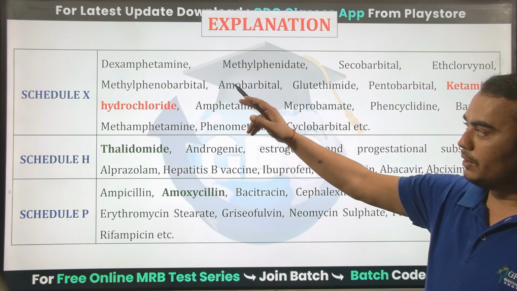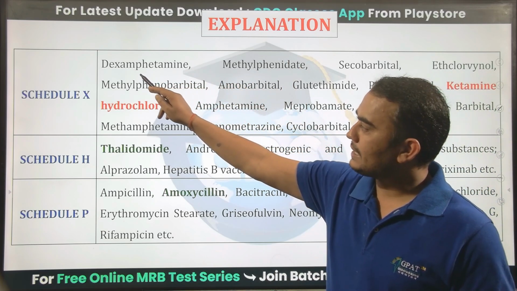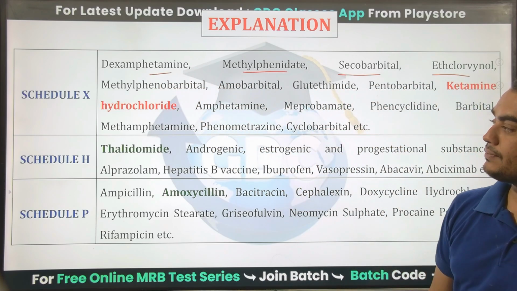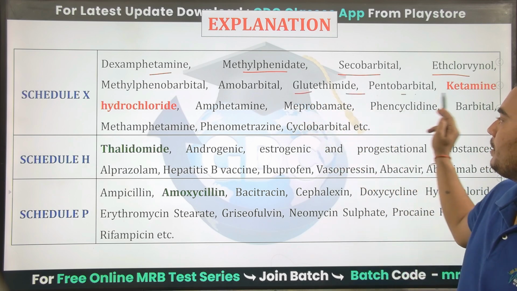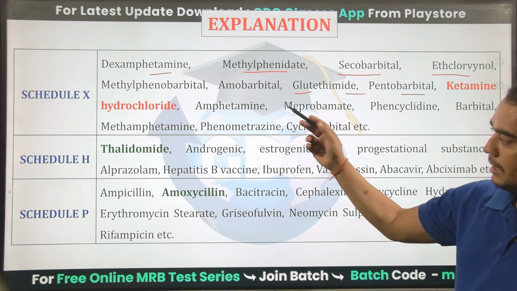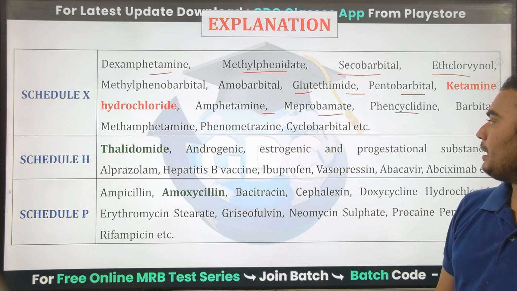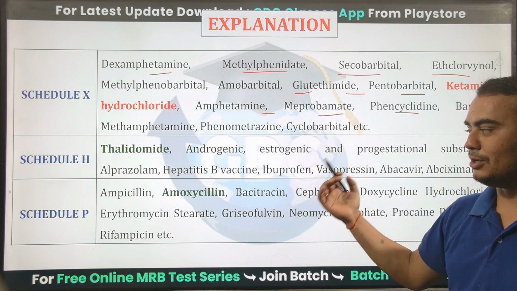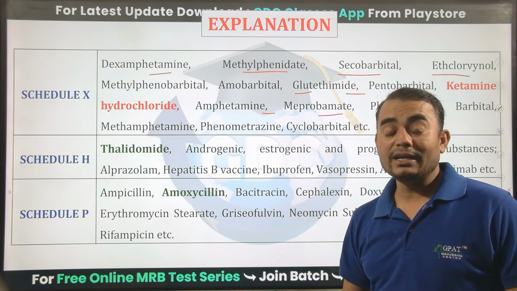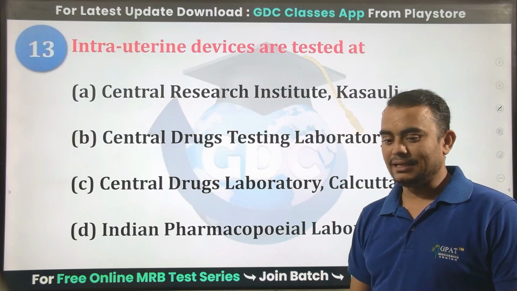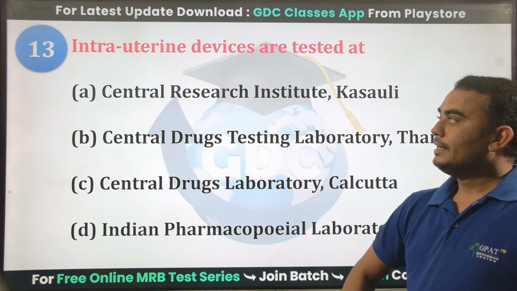So here Schedule X has dexamphetamine, methylphenidate, secobarbital. Next we have methylphenobarbital, amobarbital, guanethidine, glutathione, ketamine, amphetamine, meprobamate, phencyclidine. Schedule X, these are the thalidomide. Schedule P means where any drug has a life period. So ampicillin, amoxicillin, bacitracin will be there.